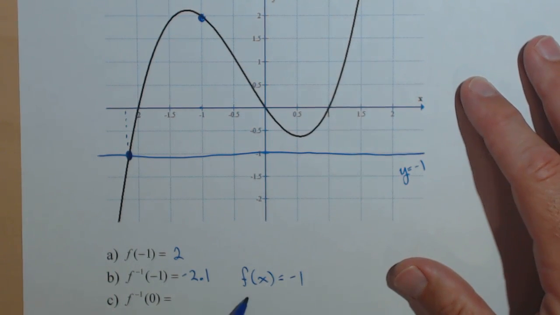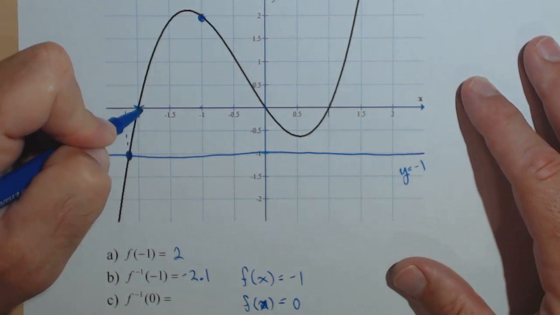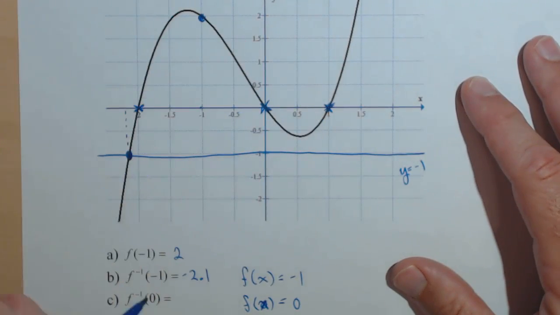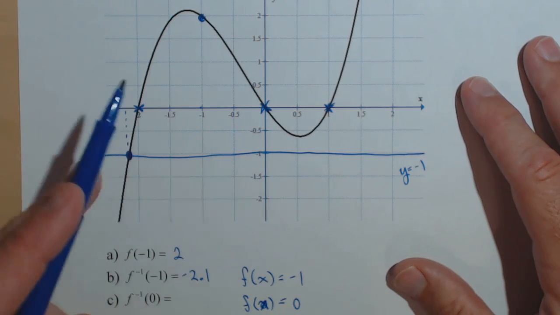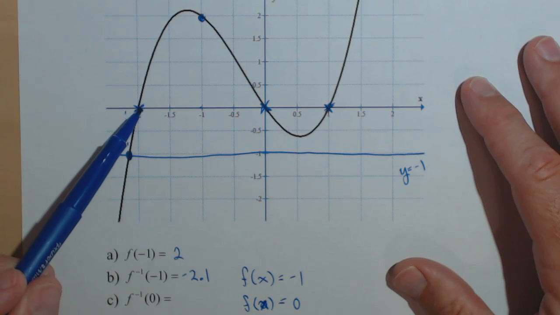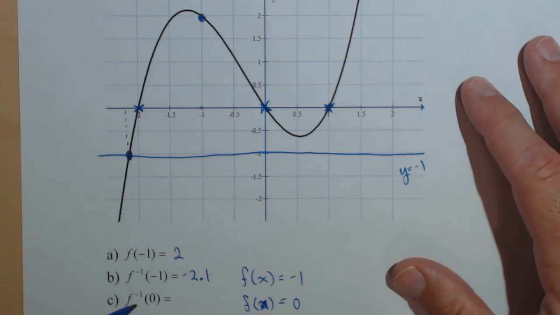F inverse of 0, very similarly, it's like asking, f of x equals 0, what x values? So where do we hit the x-axis? If you look, we've got 1, 2, 3 spots. So there's actually 3 answers for this one. So while the original function is a function, the inverse is not a function, because we get multiple outputs for one input, and each input should have a unique output to be a function.